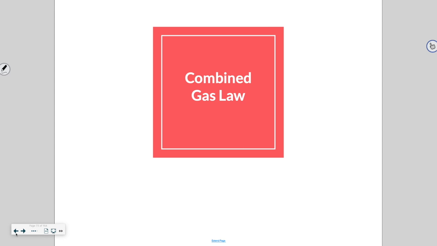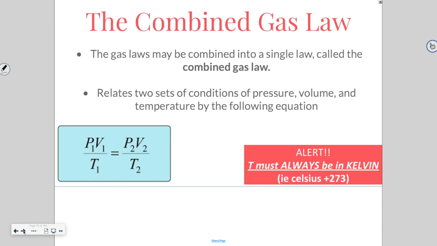Today we're going to talk about the combined gas law. This takes all of our gas laws that we're going to talk about this unit and combines them into one single law called the combined gas law. What we're going to do is relate two sets of conditions for pressure, volume, and temperature to each other and compare how those things change as variables are adjusted.